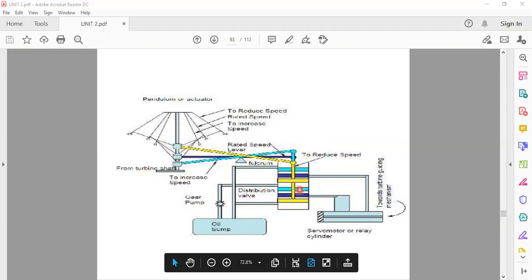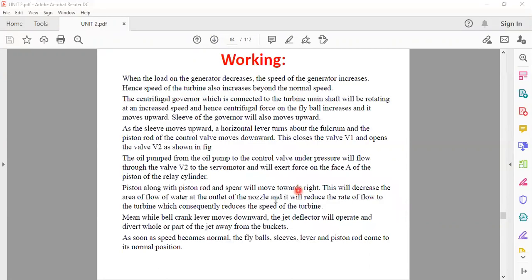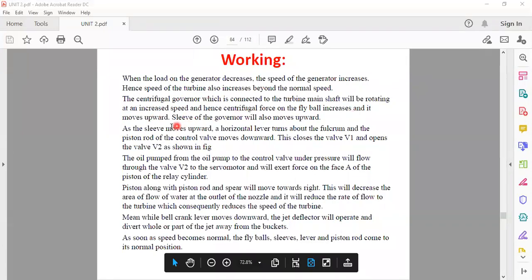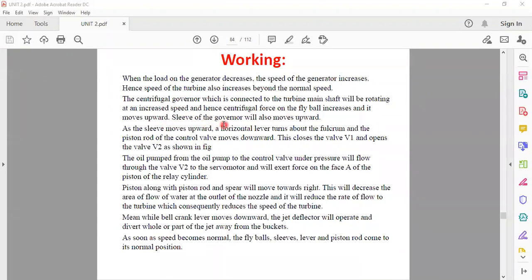the speed of the turbine. So here, working: I have told this is given in the theory part. When the load of the generator decreases, the speed of the generator increases. The speed of the turbine also increases beyond the normal speed. The centrifugal governor, which is connected to the turbine main shaft, will be rotating at an increased speed, and hence the centrifugal force on the fly ball increases and it moves upward. The sleeve of the governor will also move upward.